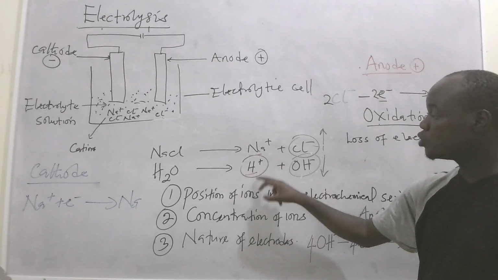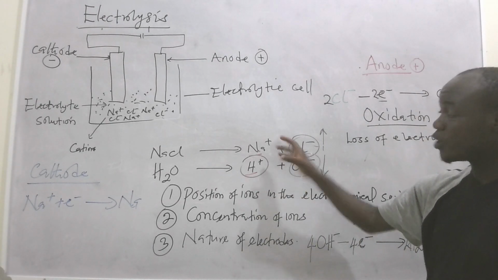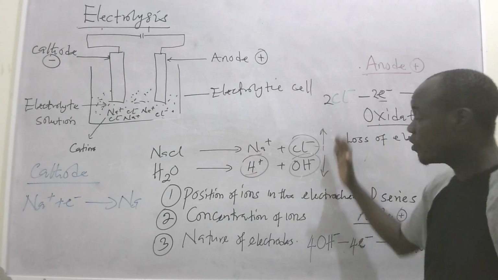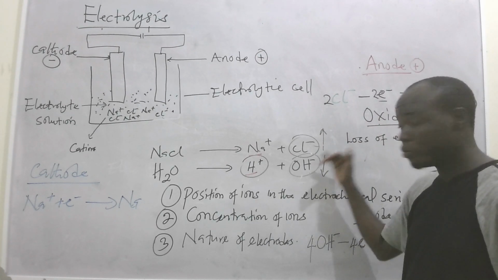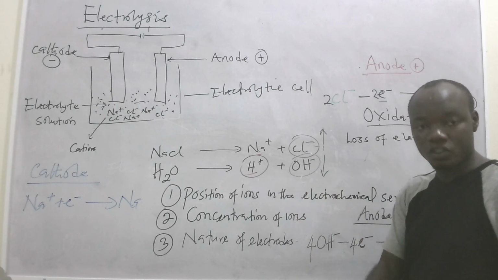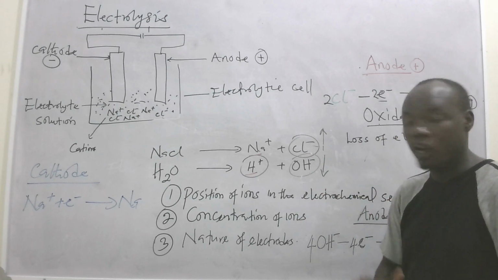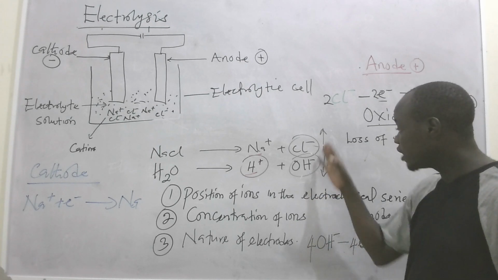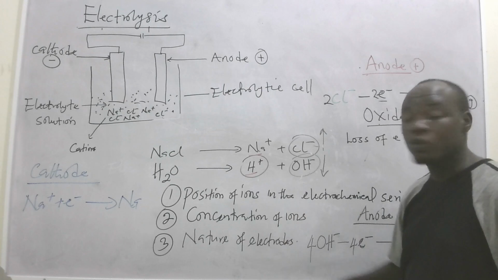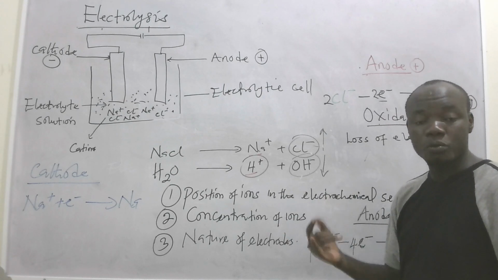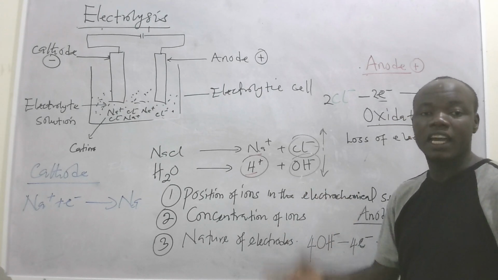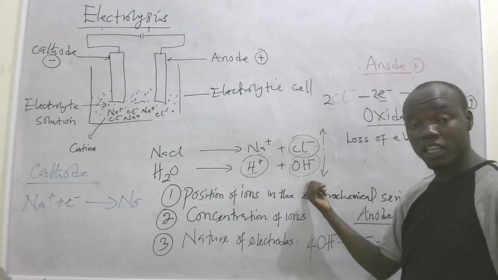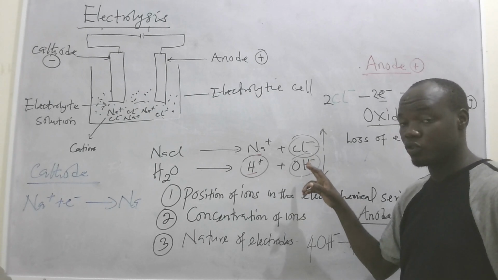And also, in the situation where the concentration of chloride ion and OH minus are the same, the position of the ions in the electrochemical series must play a role. And in the situation where the concentration of OH minus is greater than that of chloride ion, then the OH minus will go because the concentration is higher and it is also lower in the series in terms of the non-metal, so therefore it will displace chloride.